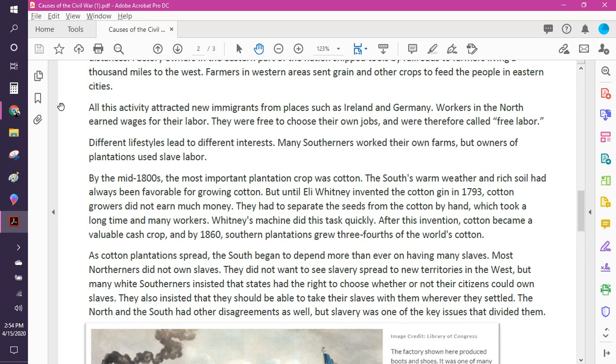By the mid 1800s, the most important plantation crop was cotton. The South's warm weather and rich soil had always been favorable for growing cotton. But until Eli Whitney invented the cotton gin in 1793, cotton growers didn't earn much money. They had to separate the seeds from the cotton by hand, which took a long time and many workers. Whitney's machine did this task quickly. After this invention, cotton became a valuable cash crop. And by 1860, Southern plantations grew 3/4 of the entire world's cotton.